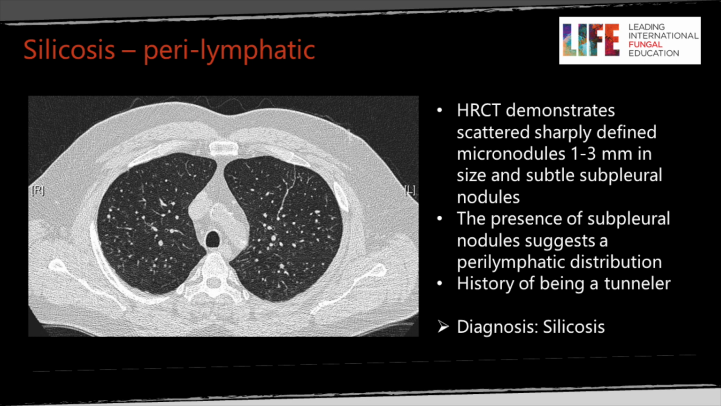Silicosis is also a peri-lymphatic process. You can appreciate on this scan that mostly the peripheral zone of the lung is clear of any visible markings, but anteriorly in the patient's left lung you can see that there are some areas where there are lines going to the pleural surface. There are also in the patient's right lung several rather subtle subpleural nodules. This person had been a tunneler, and the diagnosis therefore is relatively straightforward at silicosis.